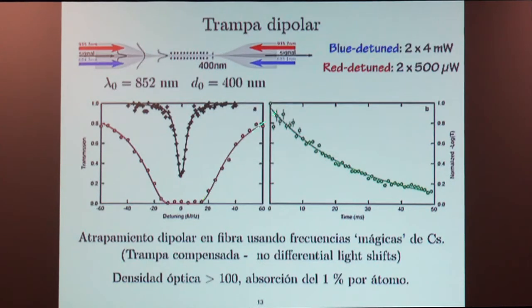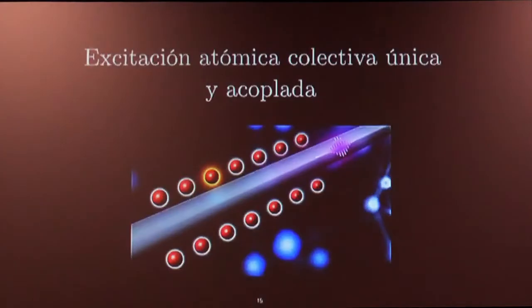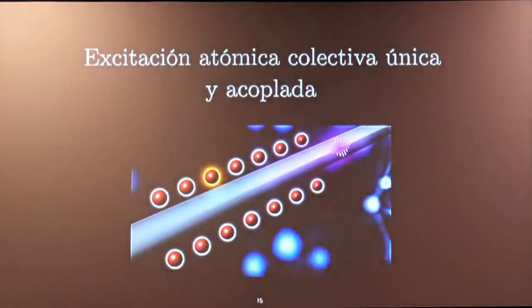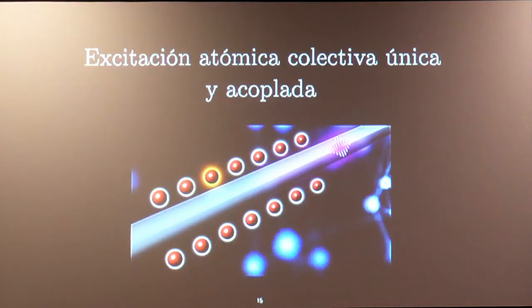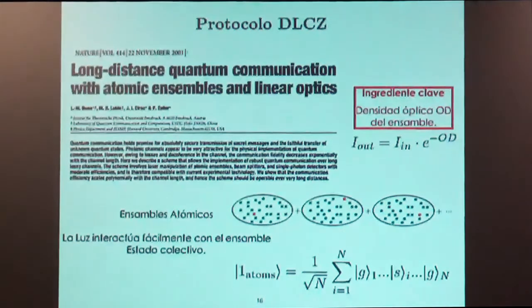This is the high optical depth and the lifetime. And with this system, we have realized optical memories, Bragg reflection, but I'm not going to talk about that. I'm going to talk about the atomic excitation. I think Pablo already talked about the excitation in this type of system. And in particular, I'm going to try to realize this process in order to have a quantum repeater.